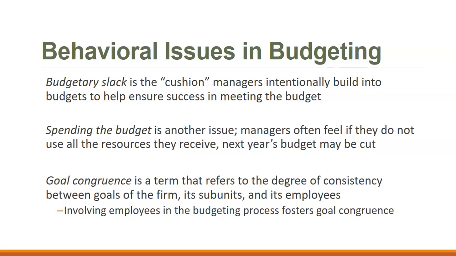Goal congruence is the degree of consistency between goals of the firm and goals of the employees. So how do we get employees to agree with the goals that the managers have? If we involve employees in the budgeting process, this helps to foster goal congruence. If we bring a budget in from the top down, then we might not have the buy-in and the goal congruence from the employees for that budget.